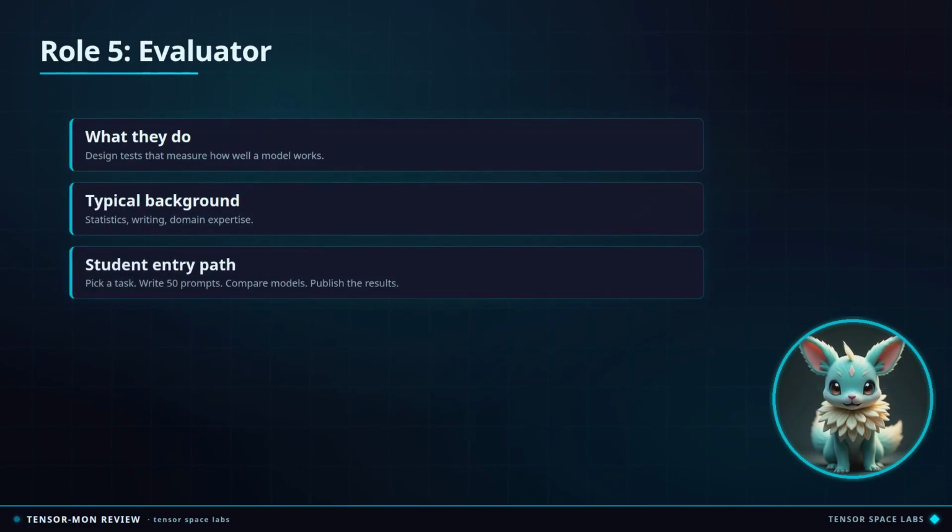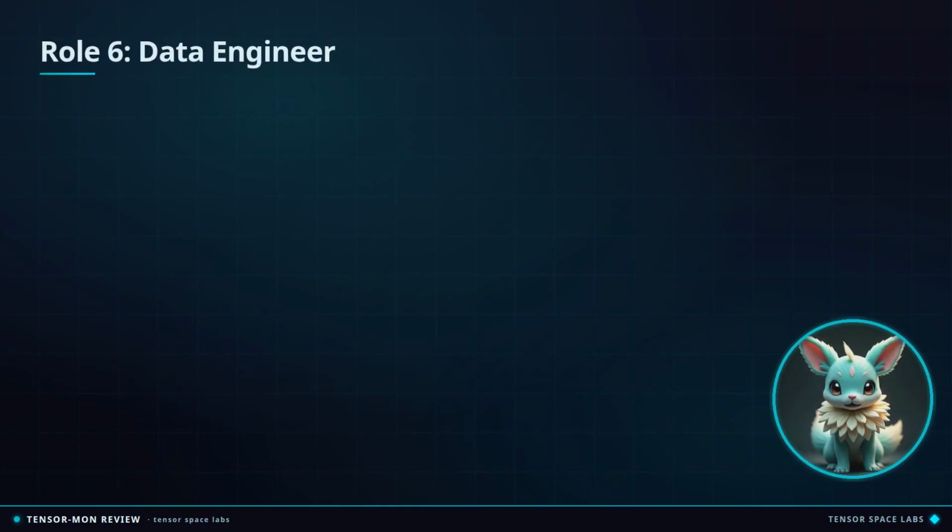Role 5. Evaluators. They design tests that measure model quality. This is one of the newer roles, and it rewards writing, stats, and domain knowledge more than code. Student path. Pick a specific task like summarization, write 50 test prompts, and compare how different models do. Write it up.